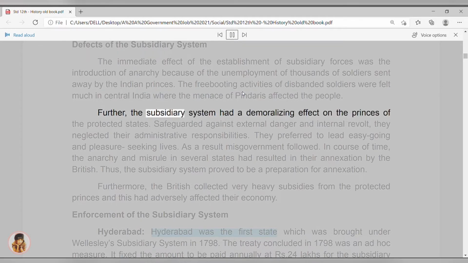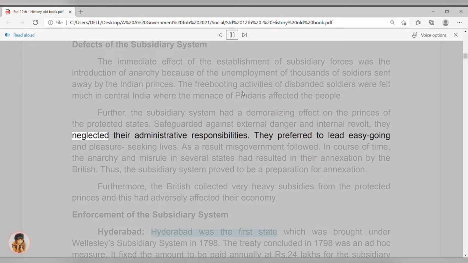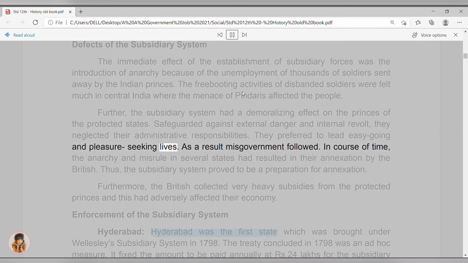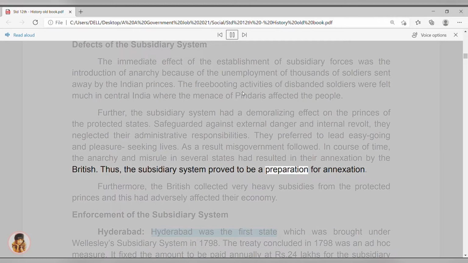Further, the subsidiary system had a demoralizing effect on the princes of the protected states. Safeguarded against external danger and internal revolt, they neglected their administrative responsibilities. They preferred to lead easygoing and pleasure-seeking lives. As a result, misgovernment followed. In course of time, the anarchy and misrule in several states had resulted in their annexation by the British. Thus, the subsidiary system proved to be a preparation for annexation.